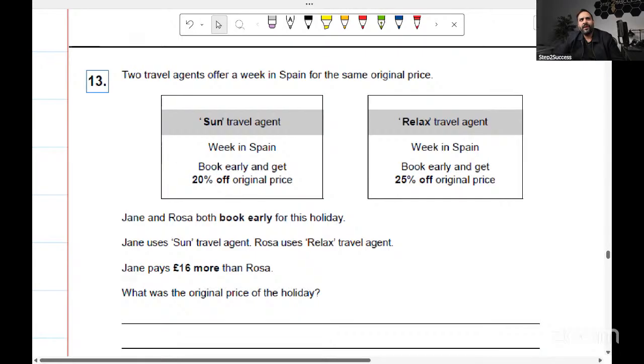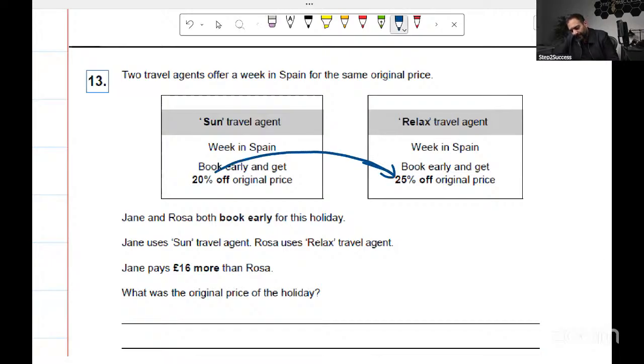Okay, so they're about the same price. In one of them, you get 20% off, and the other, you get 25% off. So it's quite a difficult question, but the difference between these two in terms of percentages is 5%, right? So there's a 5% saving on one of them. Okay, so Jane uses this one. No, Jane uses that one. And Rosa uses that one.